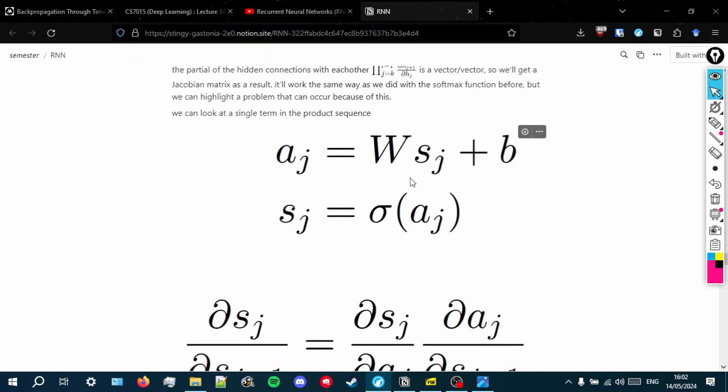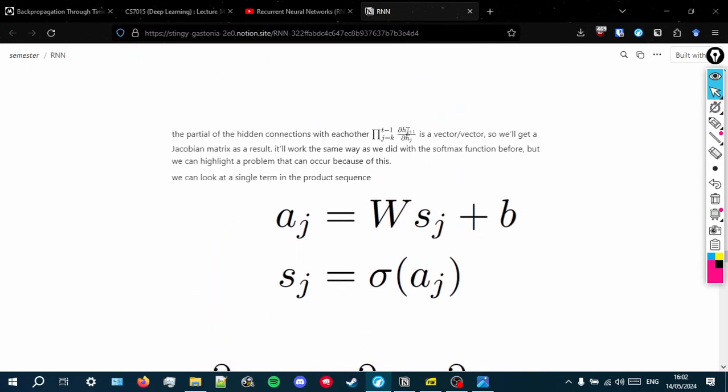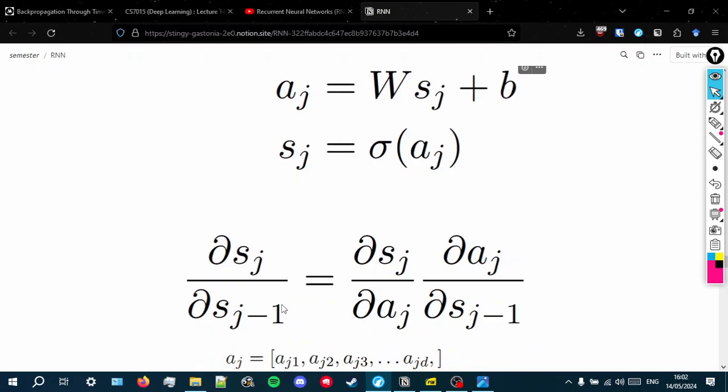We can look at it through this example. They use different notation. We don't have to focus that much on the notation, just the idea of it, and then connect it to the ones that we have in the book. But the idea is that for one part of this product, for example, we're going to take s_j over s_{j-1}, and s_j is basically the same as h_j. So taking one part of this product and doing the partial derivative of it, we're going to use the chain rule. So s_j, which is h, over a_j, which is the z, or the pre-activation, times a_j over s_{j-1}, the one before it.